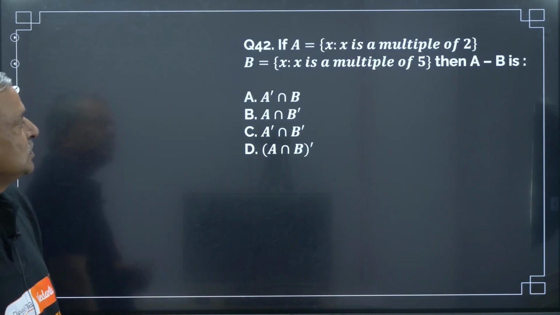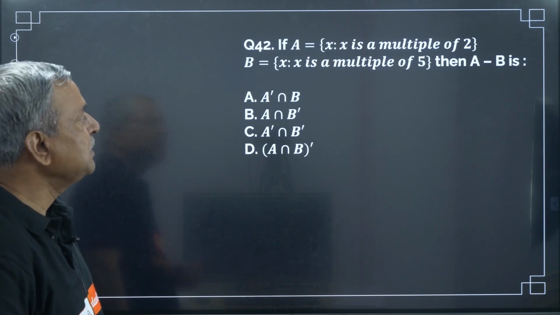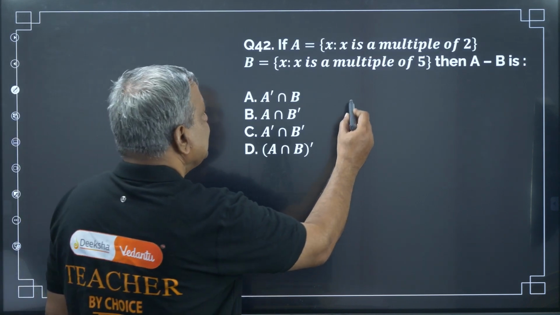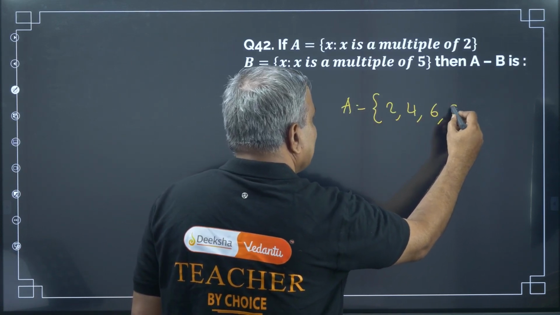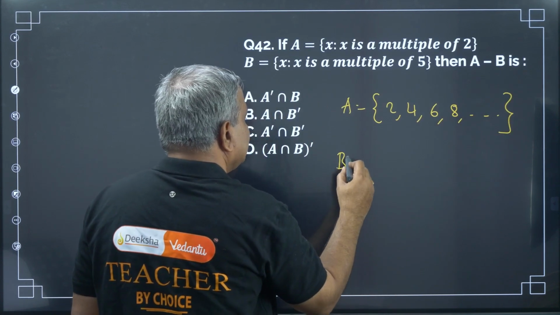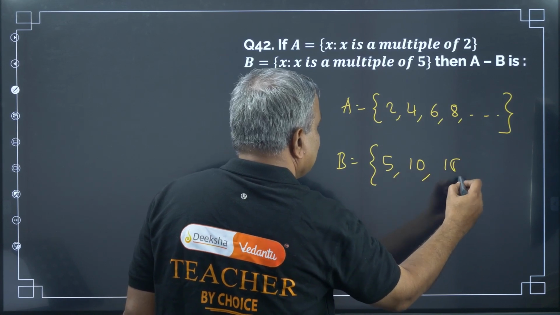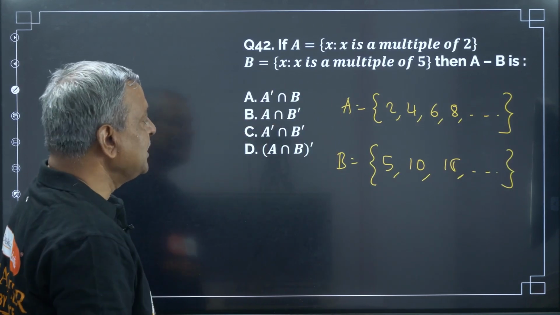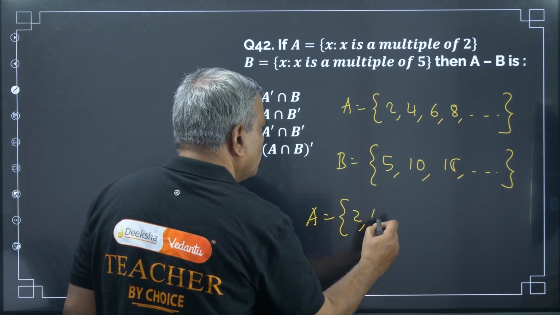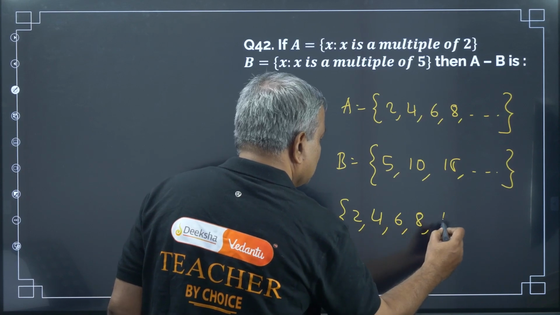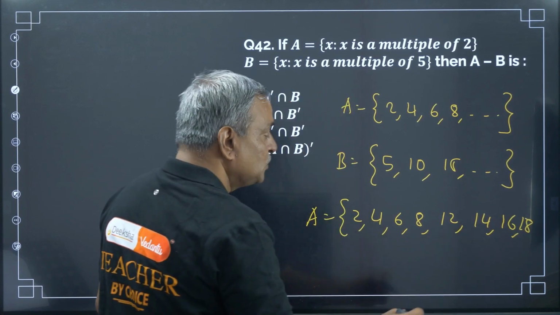X is a multiple of 2. A is the x multiple of 2, B is a multiple of 5, then A minus B. See what we get. A we get 2, 4, 6, 8 and so on. B you get as 5, 10, 15 and so on. So removing all elements of B from A, A is nothing but 2, 4, 6, 8, you have to remove 10, then 12, 14, 16, 18, again you have to remove 20 and so on.